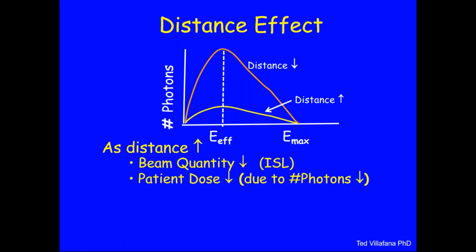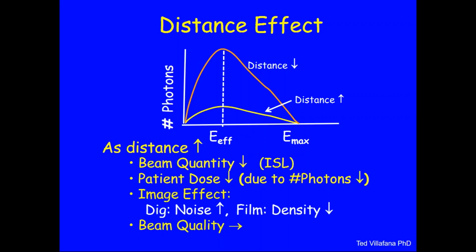And then notice the patient dose. If you go further away, you're going to have fewer photons. Well, if you have fewer photons, there'll be fewer photons incident on the patient, and the patient dose will be less. There are other parameters that are involved in that calculation that also dictate lower patient dose. So in general, the further away you put the patient from the source, the larger the SID, the source image distance, the lower the dose to the patient.